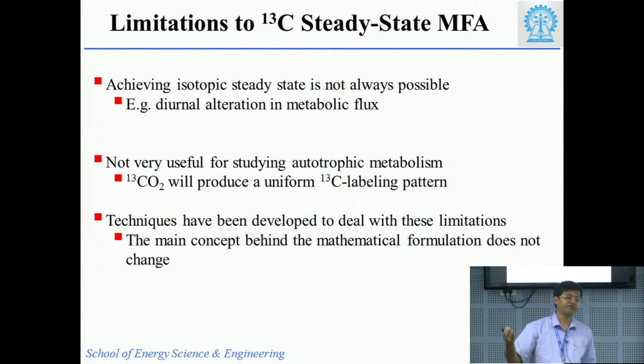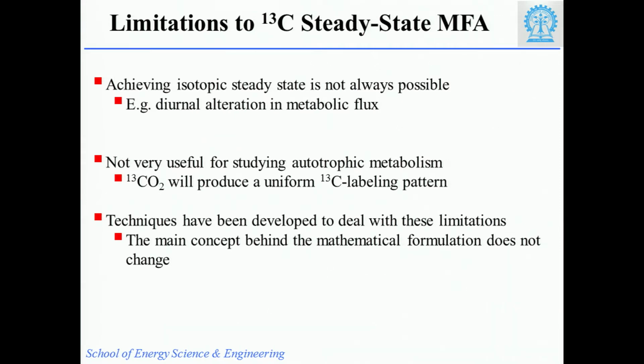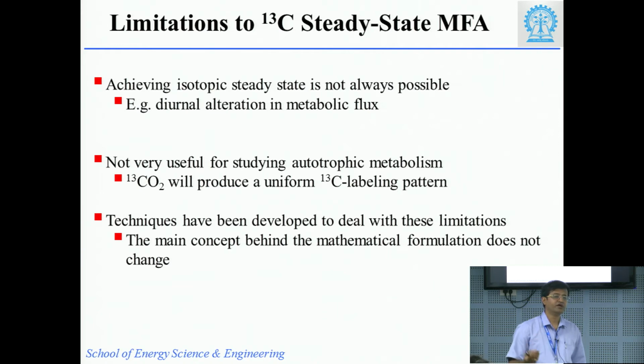For that we have a separate method known as instationary non-stationary 13C MFA, INCA, and that is also available, where you can measure the fluxes especially in cases where achieving the isotopic steady state is not possible, like diurnal alternation in metabolic flux. This kind of cycle you cannot handle with the steady state method, so for that case you have to go for non-stationary 13C MFA. It is not very useful for studying autotrophic metabolism where CO2 is the only carbon source.